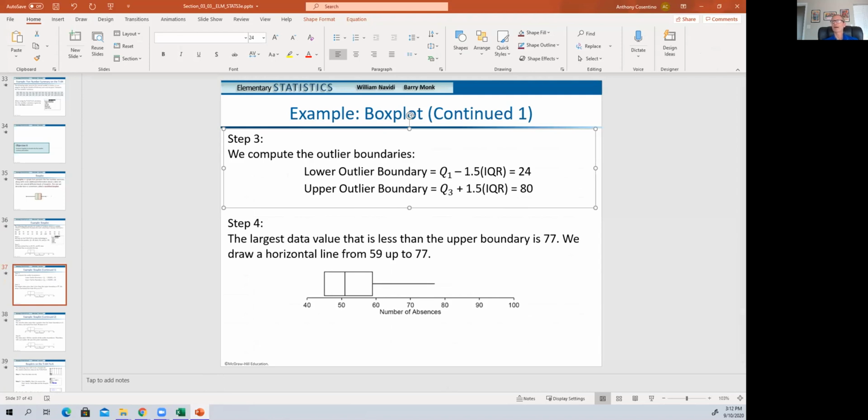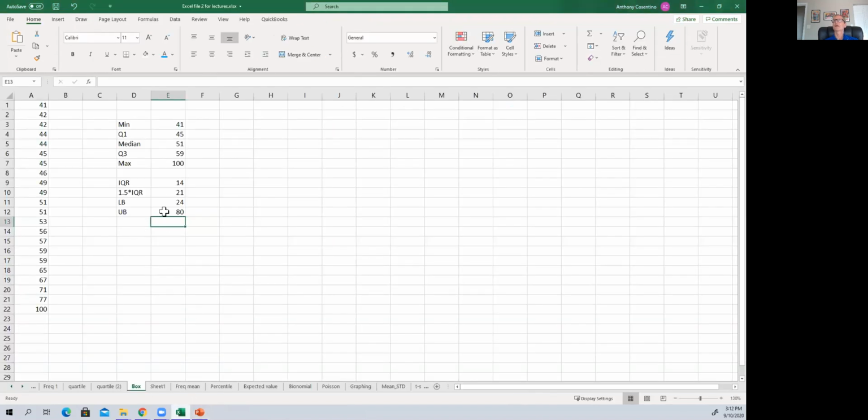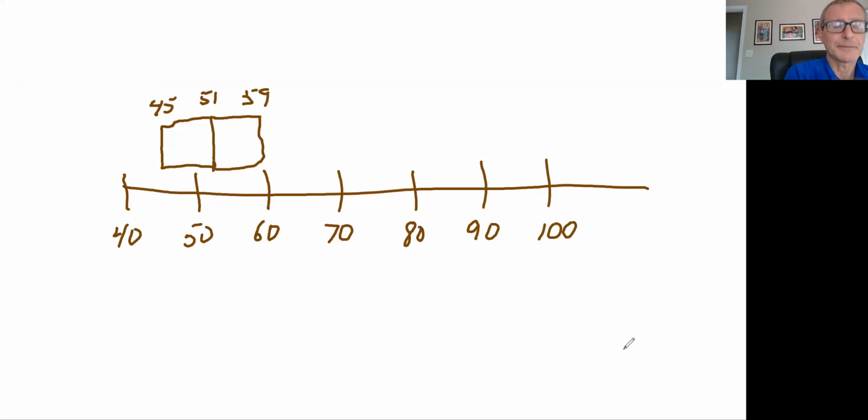So what you do is you go back to the data and say, okay, the lower bound is 24. Do I have any numbers lower than 24? And the answer is no. So here's where you use the minimum. And so if you went back to our box here on our whiteboard, our minimum is 41, all right? So we would go all the way down here, and that would be number 41. And I like to label them on the top so I know what all the numbers are.